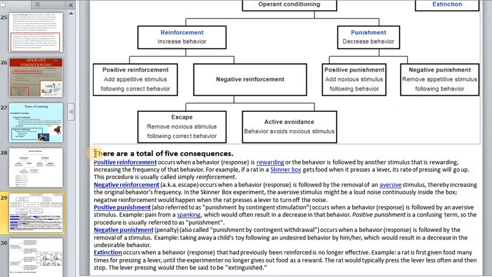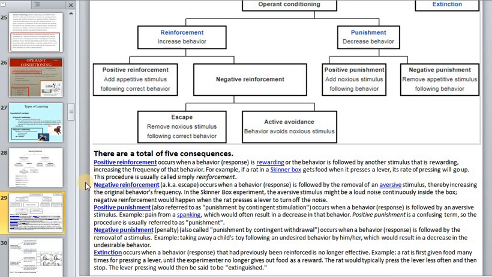of 5 of these words. Positive reinforcement occurs when a behavior response is rewarding, or the behavior is followed by another stimulus that is rewarding, increasing the frequency of the behavior. For example, a rat in a Skinner box gets food.